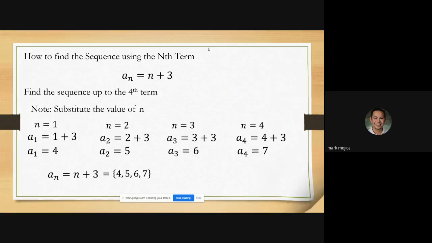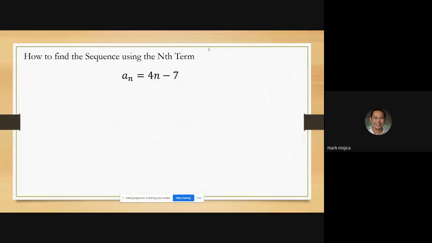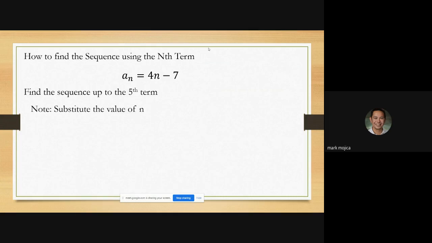Okay, another example na meron tayo. Let's have this one. So you have 4n minus 7. So 4n minus 7, find the sequence up to the fifth term. Okay, so panlima. So a sub 1, a sub 2, a sub 3, a sub 4, a sub 5. So again, still the same. Substitute the value of n. Let's have n is equal to 1. So a sub 1 is equal to 4 times 1 minus 7. So you have 4 minus 7, you have negative 3.